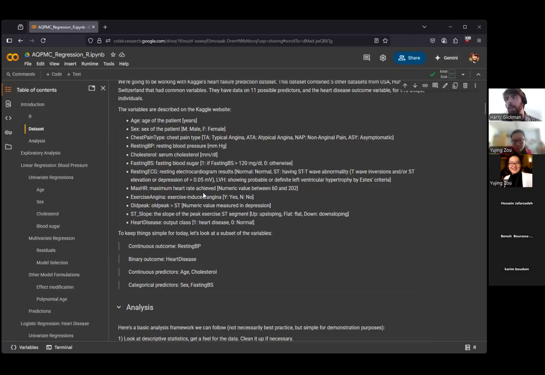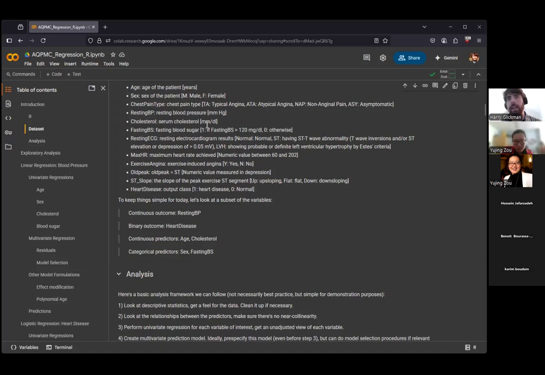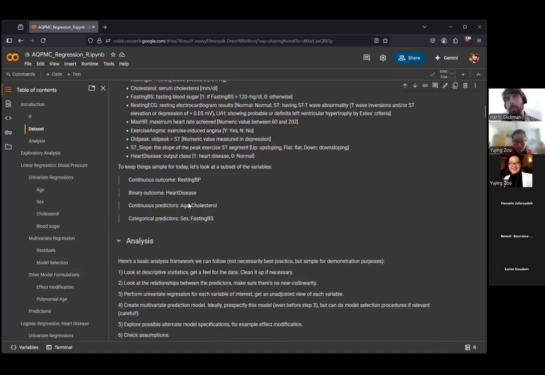So this is the data set. Today, we're not going to look at everything, to keep things simple. We're just going to focus on six variables that are easy to understand, and it will help us with our interpretations. I've chosen one continuous variable that we're going to treat as an outcome, even though it's sort of a predictor, which is resting blood pressure. One variable which we're going to treat as an outcome, which is the actual outcome variable in this data set, heart disease. Two continuous variables that we're going to treat as predictors, which are age and cholesterol, and then two categorical variables that we're going to treat as predictors, which are sex and fasting blood sugar.